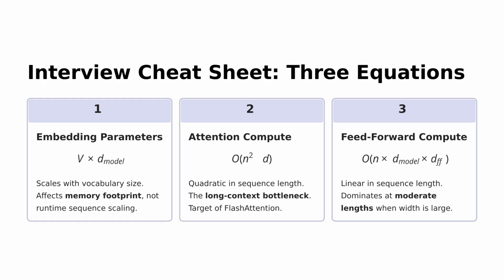3 equations to remember. First, embedding parameters scale with vocabulary size, so they mainly affect memory footprint, not how runtime grows with sequence length. Second, attention compute grows quadratically with sequence length, which makes it the main long context bottleneck, and why techniques like FlashAttention matter. Third, feed-forward compute scales linearly with sequence length, and at moderate lengths, it can dominate when the model is very wide.